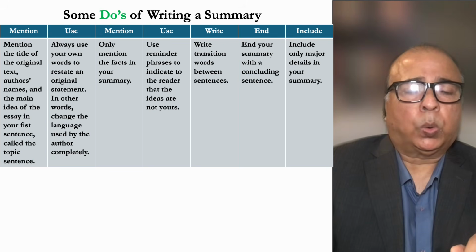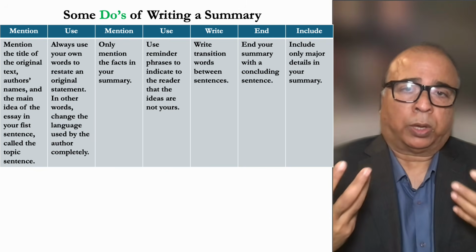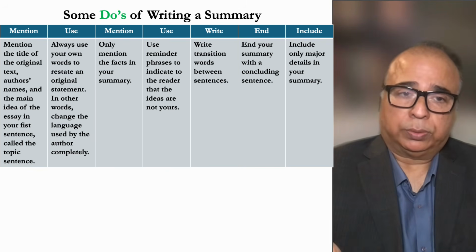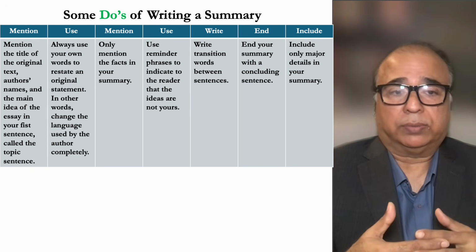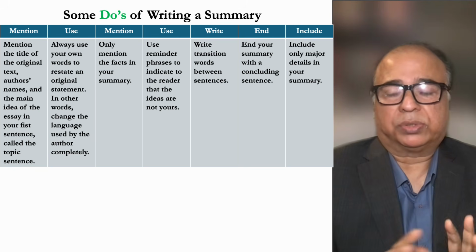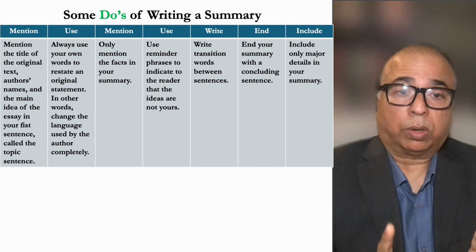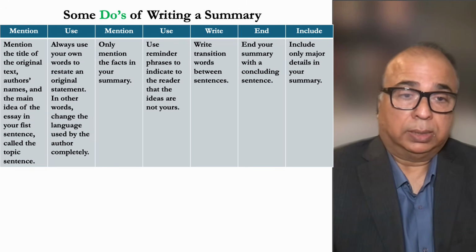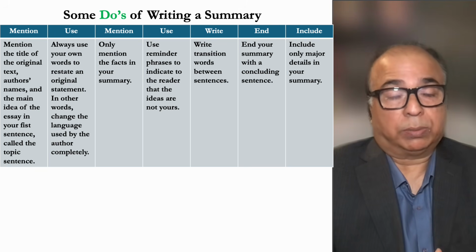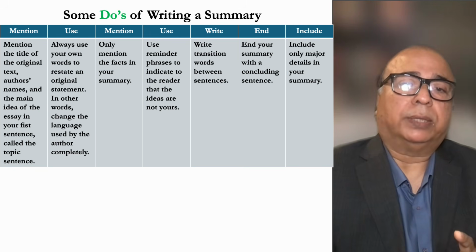Okay, let's go over some do's of writing a summary. So first, I will talk to you about what you must do. You should mention the title of the original text, the author's names, and the main idea of the essay in your first sentence, also called the topic sentence. You must always use your own words, just as you do in a paraphrase, to restate an original idea. So your language structure must be changed. Okay, only mention the facts in your summary.